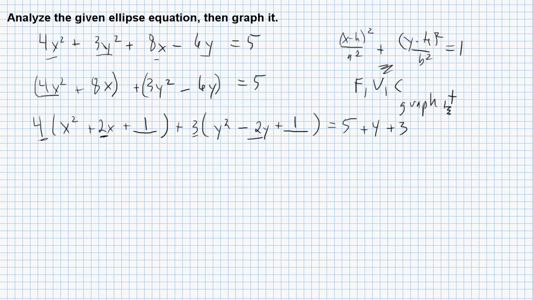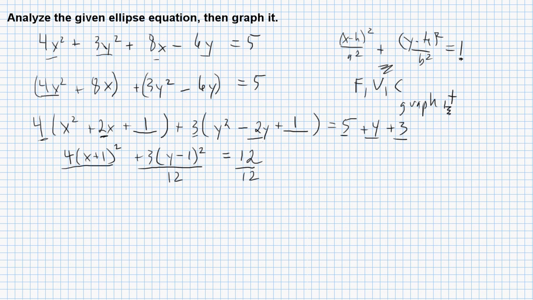Factor this part. The x squared plus 2x plus 1 factors into x plus 1 quantity squared, and there is our coefficient of 4 plus 3. Okay, the y squared minus 2y plus 1 factors into y minus 1 quantity squared, and over here 5 plus 4 plus 3 is equal to 12. Now that's getting a little closer to what we want, but remember that in our vertex form it equals 1, so I'm going to divide everything by 12 here.